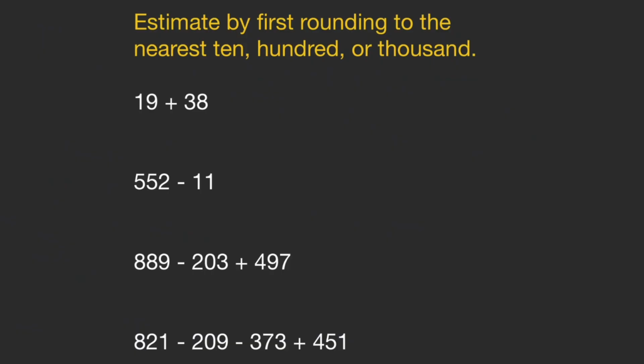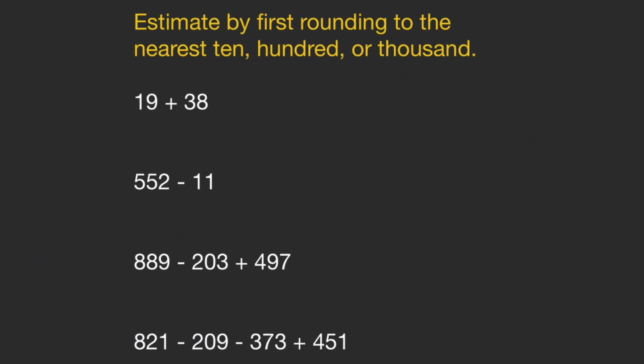Today we're going to be talking about estimating with whole numbers. So here are some examples that we're going to go over. We're going to do 19 plus 38, 552 minus 11, 889 minus 203 plus 497, and 821 minus 209 minus 373 plus 451. And we'll do some bonus problems as well. All right, let's get started.